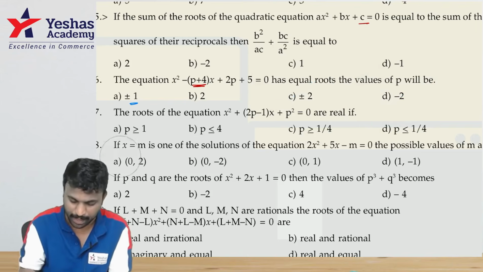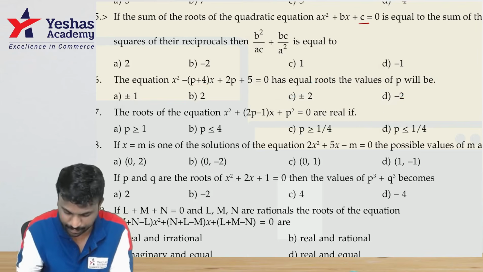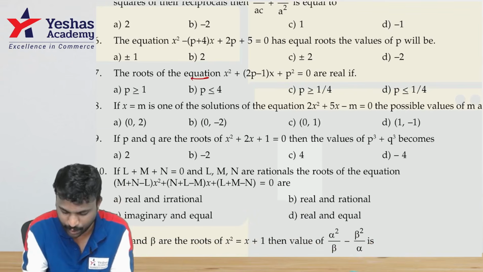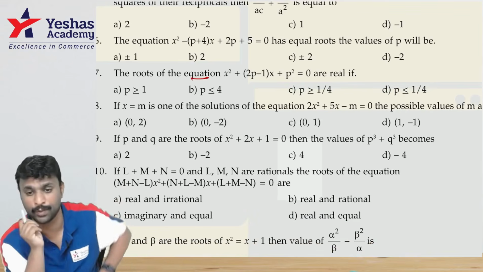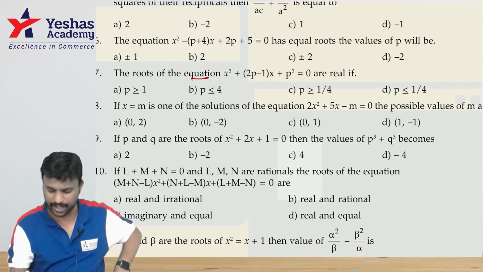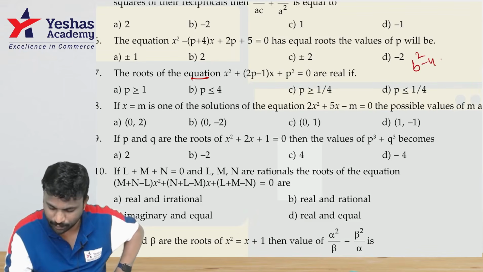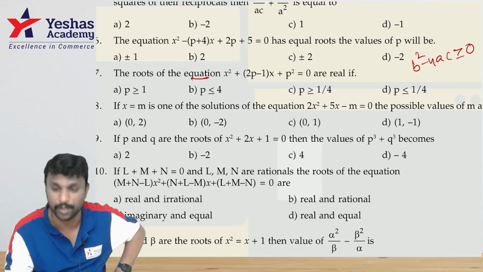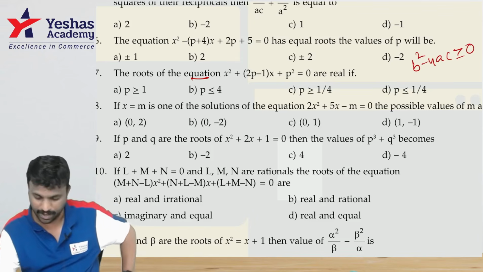Have you all understood? Guys, moving on to the next question, question number 7. The roots of the equation x square plus 2p minus 1 into x plus p square equal to 0 are real. Guys, what's the condition for real roots? B square minus 4ac must be greater than or equal to 0. Then only the roots are real.